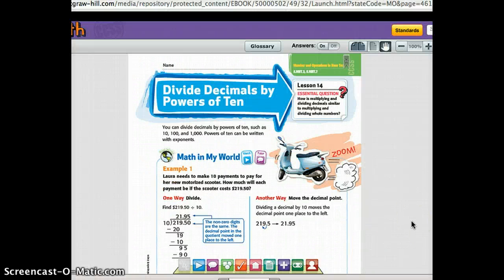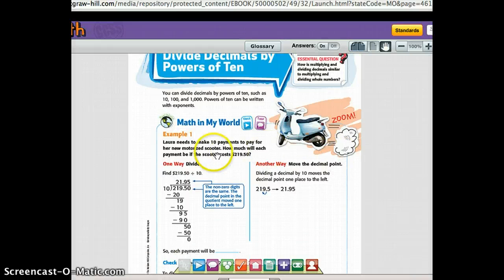All right, let's take a look at this in your book. I'm on page 461. So we are dividing by powers of 10, decimals by the power of 10. And in this problem, it says Laura needs to make 10 payments to pay for a new motorized scooter. How much will each payment be if the scooter cost $219.50? So we need to divide. So we can find $219.50 divided by 10 if you work it out with long division, or we can use our powers of 10 to help us move the decimal point.